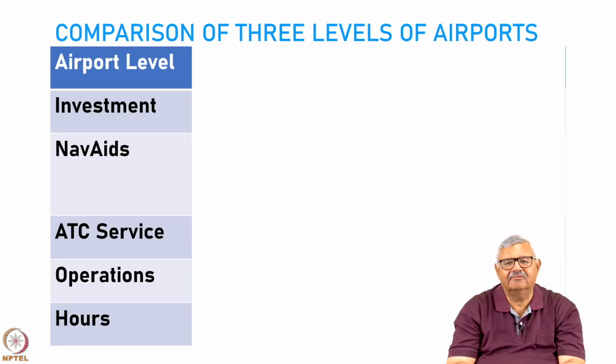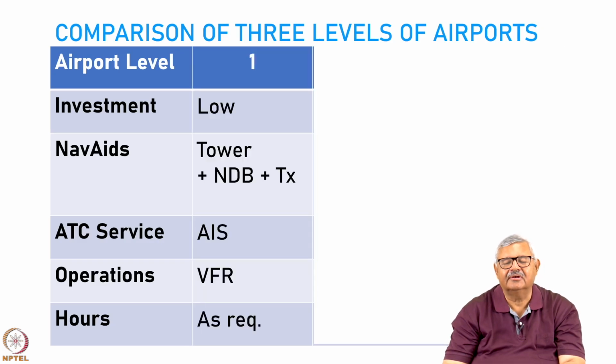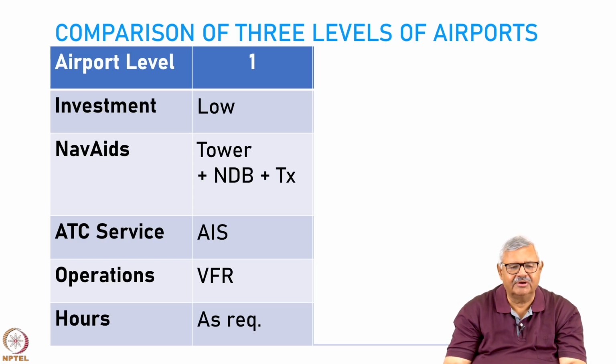If you compare the three levels of airports in terms of investment needed, the nav aids provided, the kind of ATC service provided, operations and hours, the level 1 airport is requiring least or the low investment. It has a tower with one NDB and a transmitting VHF, not even receiving. The ATC service is very simple, it is only AIS, which could be given directly by a recording. Operations are going to be under VFR conditions and the hours will be as required. It could be 2 hours a day or 3 hours a day whenever the flights arrive.